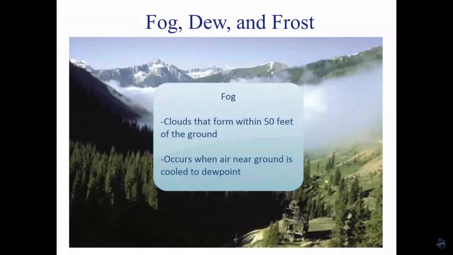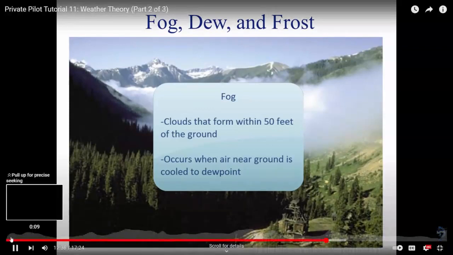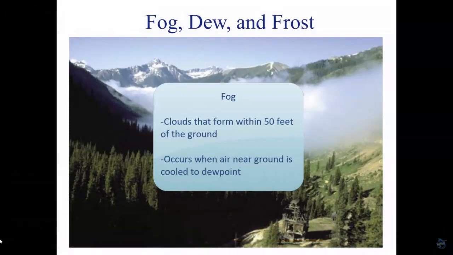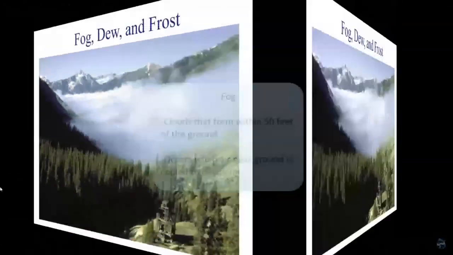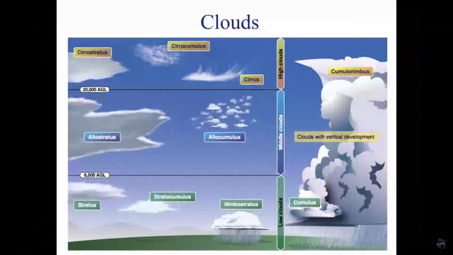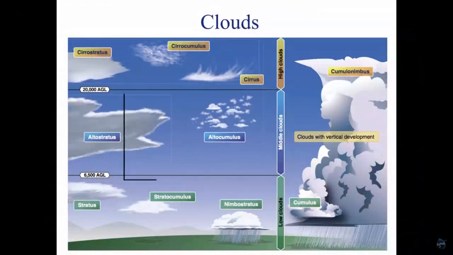Fog is a cloud that begins within 50 feet of the surface. It typically occurs when the temperature of air near the ground is cooled to the air's dew point. At this point, water vapor in the air condenses and becomes visible in the form of fog. Fog is classified according to the manner in which it forms and is dependent upon the current temperature and the amount of water vapor in the air. Clouds are visible indicators and are often indicative of future weather.